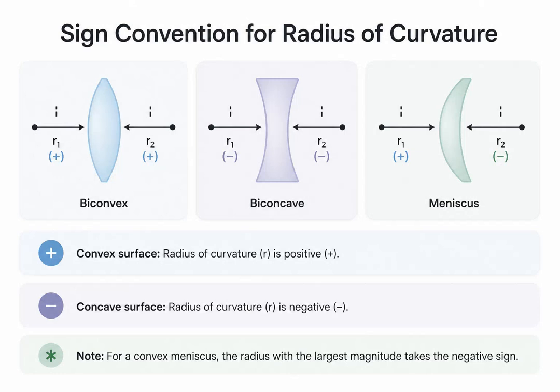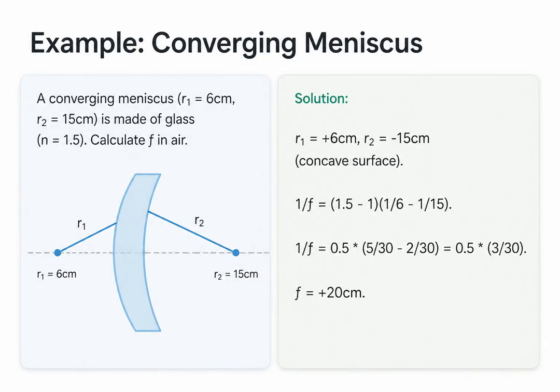To use the lensmaker's equation correctly, we must follow a strict sign convention. If a surface is convex, bulging outward toward the incoming light, its radius of curvature is positive. If it is concave, curving inward, its radius is negative. For meniscus lenses, which have one convex and one concave surface, pay close attention to which radius is larger to assign the signs properly.